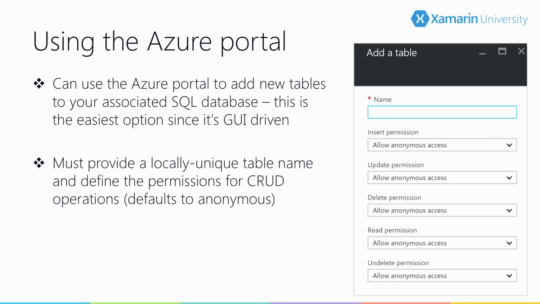The portal is by far the easiest way to create new Easy Tables. This adds the table definition and creates the SQL Server table using your associated SQL database. You must apply a unique table name, which is created on your SQL Server instance. This also becomes the endpoint name that you're going to use to interact with this table. Then, you must define the network permissions to access the table. You can define the permission required for each operation type. The default is anonymous, which means there's no security required. We will cover adding security to our tables in a future authentication class.